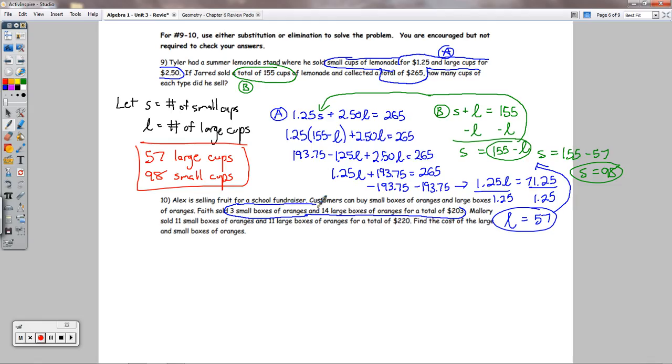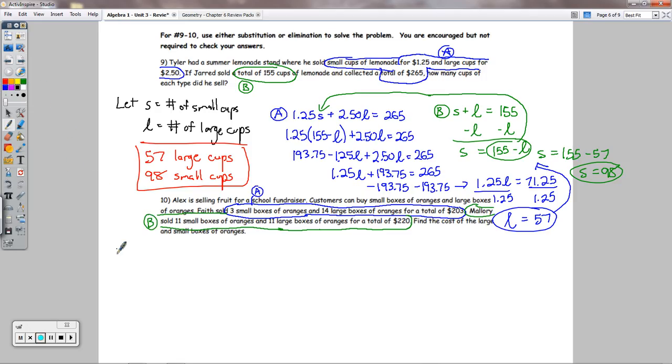So I'm going to circle that. Mallory, on the other hand, has sold 11 small boxes and 11 large boxes for a total of 220. So there's my other equation. So I'll call this one A, and I'll call the green one B, and see what I've got here.